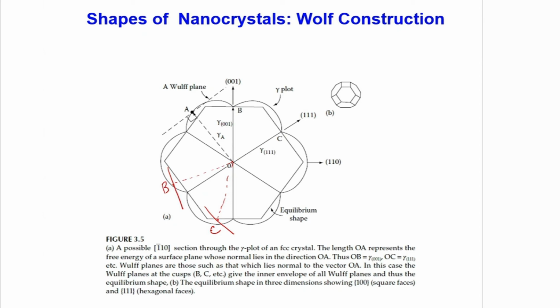Correct? And equilibrium shapes in the crystal are showing 1-0-0, okay, or 1-1-1 hexagonal faces. So that's the thing actually. You can see that 1-1-1 facets, these are 1-1-1 facets, and 1-0-0 facets. There is no 1-1-0 facets. 1-1-0 is this direction, so there is no facet perpendicular to that. So this has only two facets. Okay, I hope it is clearly understood to you.